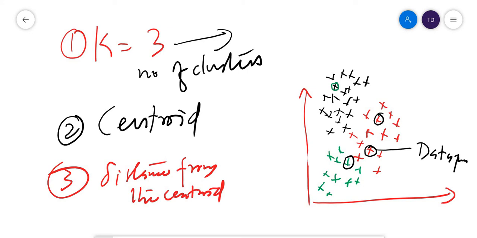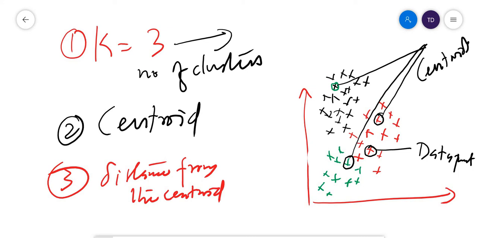The same process you will repeat. So this is a data point I am taking, and these 3 are the centroids of the 3 clusters. The distance of this data point from these 3 centroids: this is the distance from the first centroid, this is from the second centroid, and this is from the third centroid. You are calculating the distance of this data point from the 3 centroids.